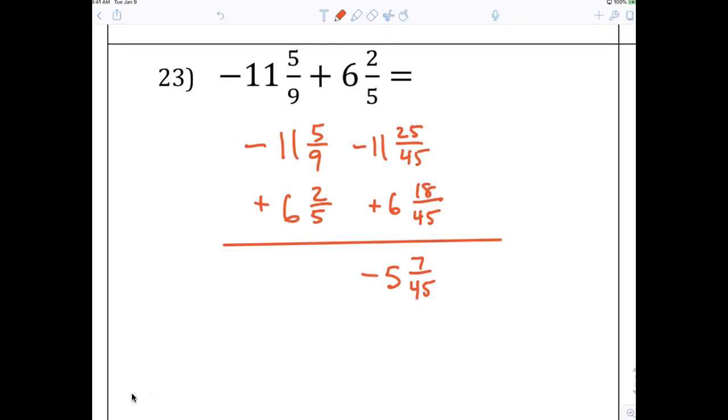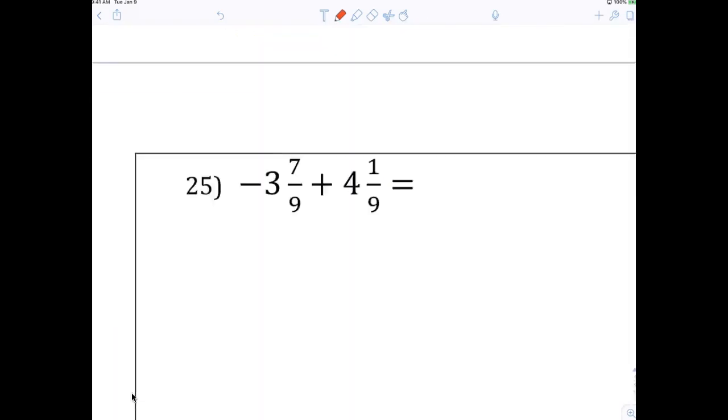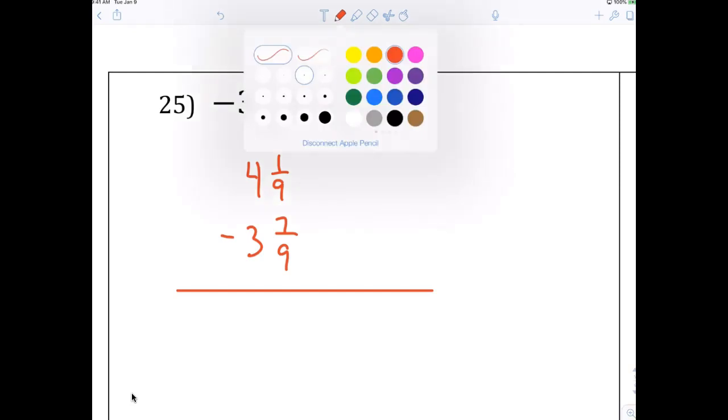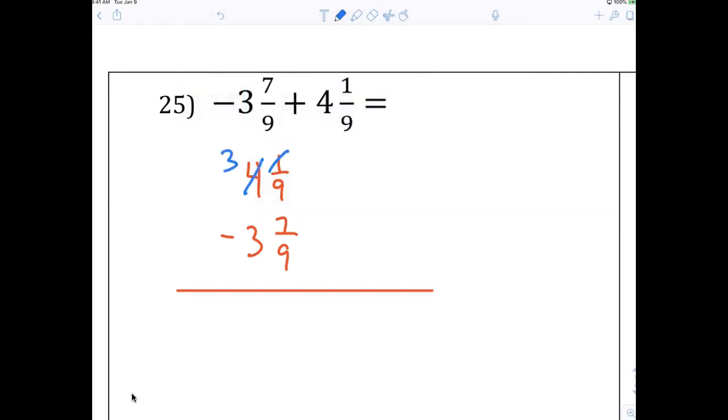Everybody happy with that? All right, here we go. 25. Just to make sure, look at 25. Adding or subtracting? Subtracting. Largest whole number, 4 and 1/9 minus 3 and 7/9. Do I have to borrow here? Yes. Most definitely borrowing. So the 4 becomes a 3 and the 1 becomes a 10. Final answer, 3 over 9.